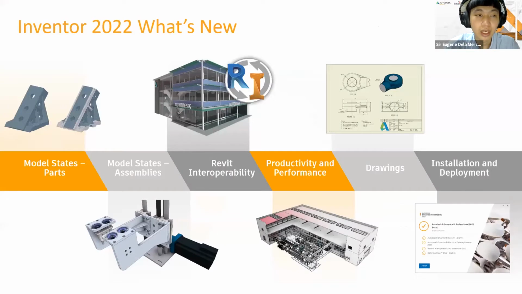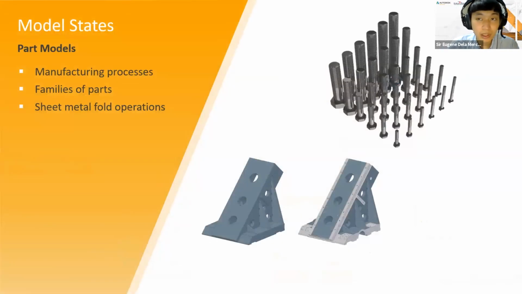This webinar is divided into 6 categories. We have model states for parts and assemblies, interoperability between Inventor and Revit, and enhancements on productivity and performance, drawings, and installation and deployment. So let's get started with the model states.